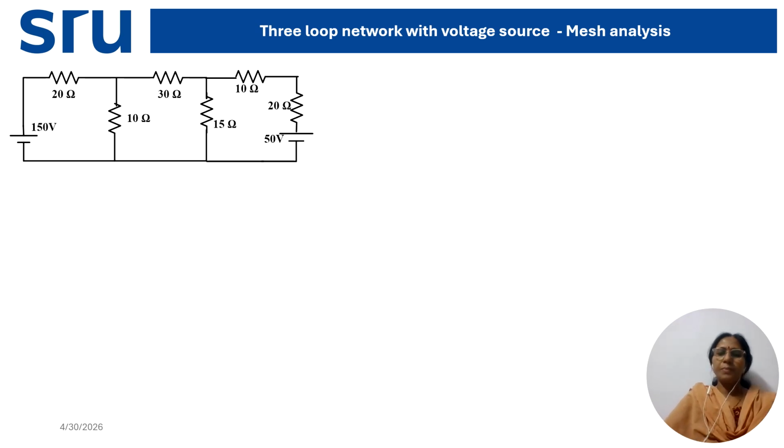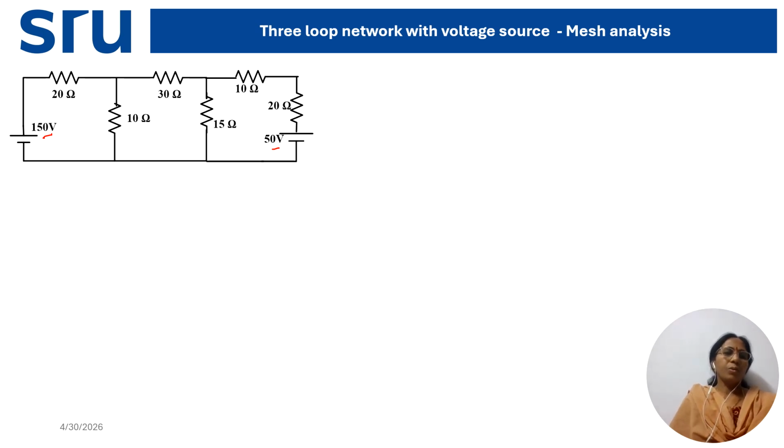Now in this lecture number 6 part B, we are taking a 3 loop circuit with only voltage sources. See here in this example circuit, there are two voltage sources: one is 150 volt and another is a 50 volt source, and the remaining elements are all resistors. See the position where the voltage sources are connected. This one is connected in loop 1 at the end, and this one is connected in loop 2 at the end.